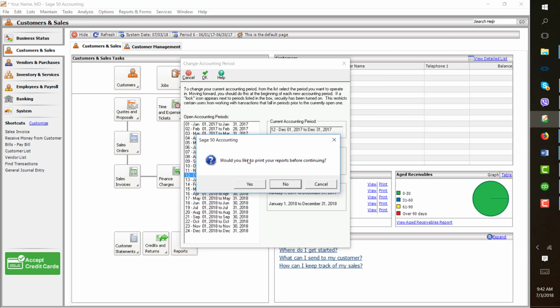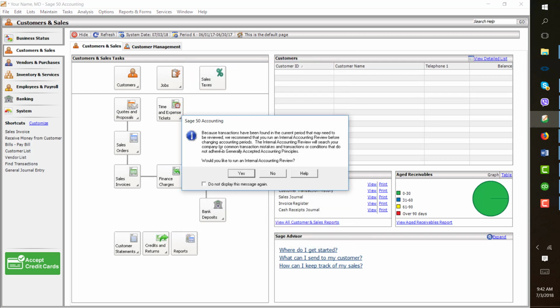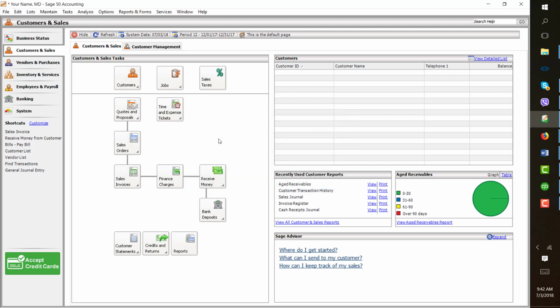It will prompt you whether you want to print your report. Say no, and it will prompt you again for an internal accounting review. Say no. This is a good feature of Sage 50 for real business world users of this software. You are now ready to reconcile your cash account.